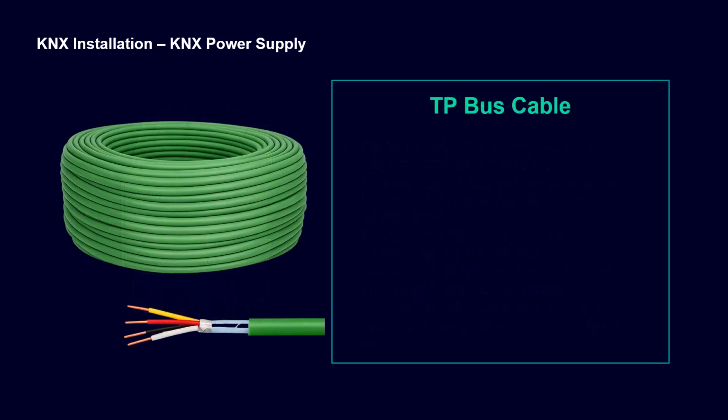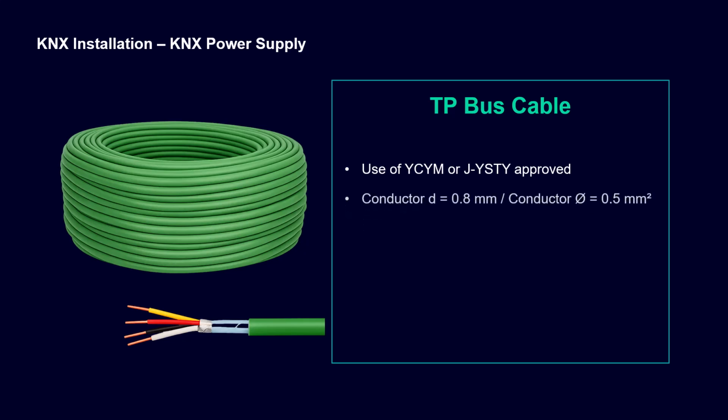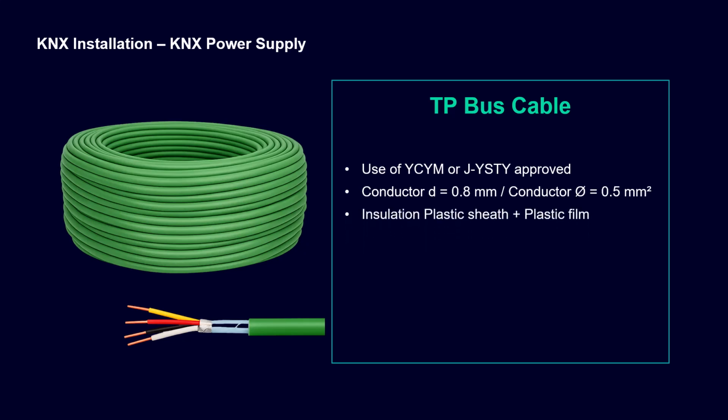For the KNX TP bus cable, cable types such as YCYM or JYST are approved. The conductors have a diameter of 0.8 millimeters and a cross-section of 0.5 square millimeters. To protect the cores and provide insulation from other live cables, the cable is insulated with a plastic sheath and an additional plastic film. This allows the cable to be installed parallel to other live cables without any special clearance.